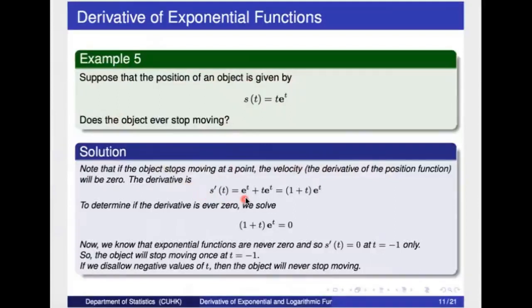plus t times e to the power of t, which simplifies to (1 plus t) times e to the power of t. To determine if the derivative is ever 0, we solve (1 plus t) times e to the power of t equals 0. Since exponential functions are never 0, we find that s prime of t equals 0 at t equals -1 only. So, the object will stop moving once at t equals -1. If we disallow negative values of t, then the object will never stop moving.